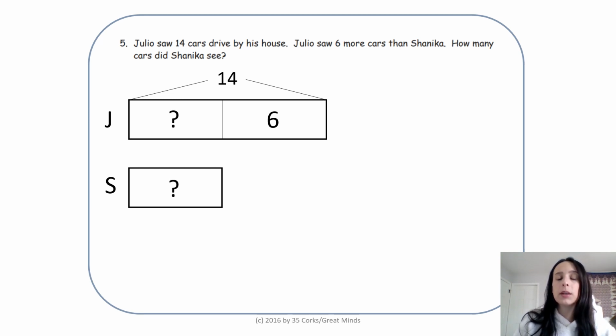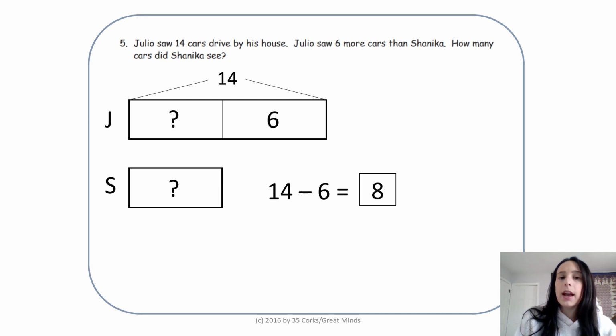Using our top tape diagram, you're going to make a number sentence. 14 take away 6 equals blank. Your answer is 8. And then I need to answer my question. Shanika saw 8 cars.